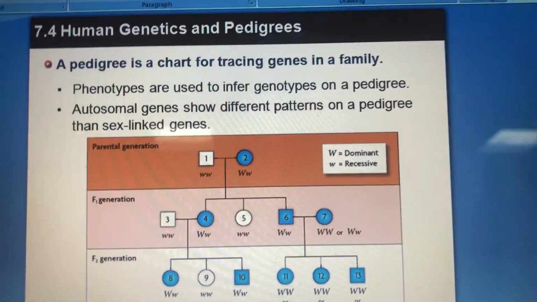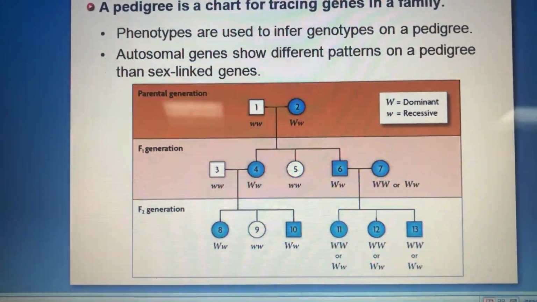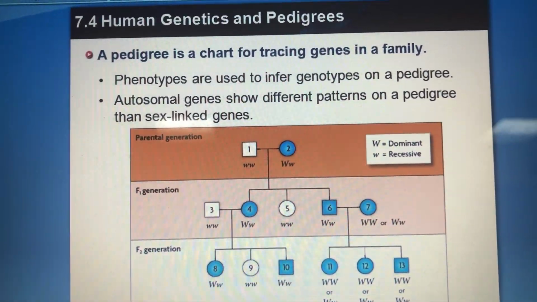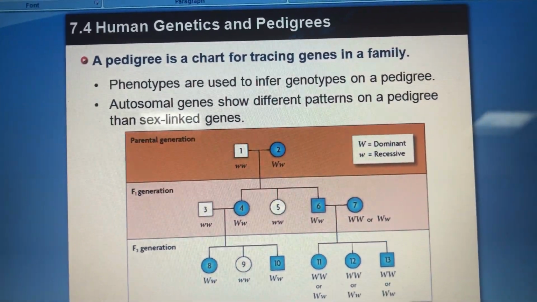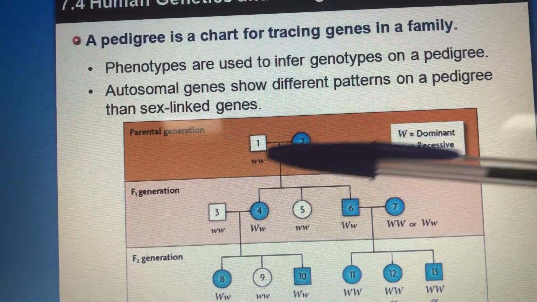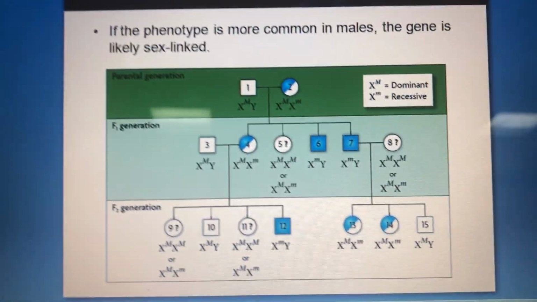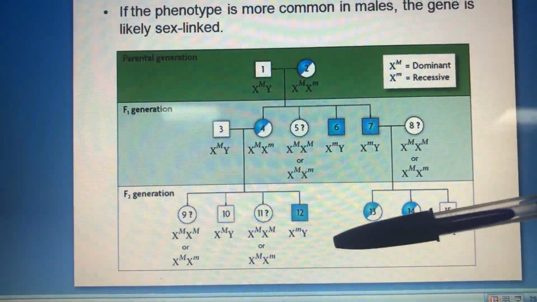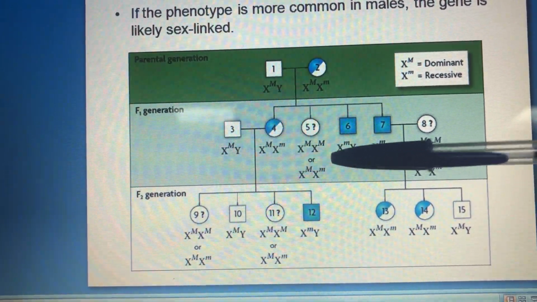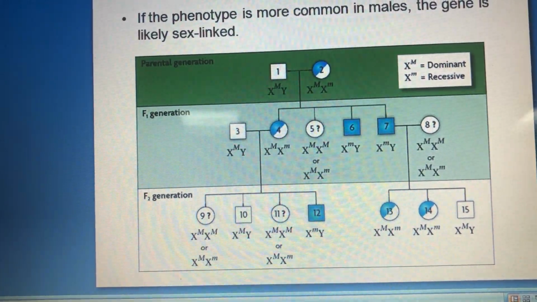We can make this pedigree for all disorders, for autosomal genes and for sex-linked genes. The difference between the two is the carrier in both of them. In autosomal gene disorders, male and female could be carriers, but in sex-linked disorders, there will be carriers only in the female part. Why? Because as we learned, the male has only one copy of each sex chromosome, so all the alleles will be expressed on the genes.